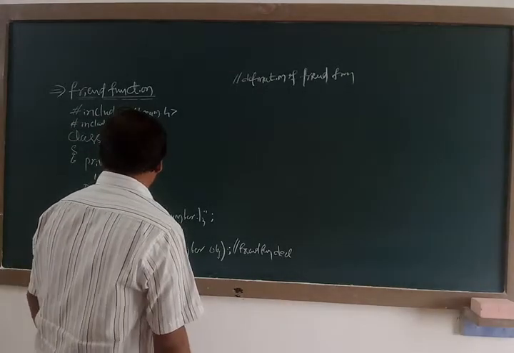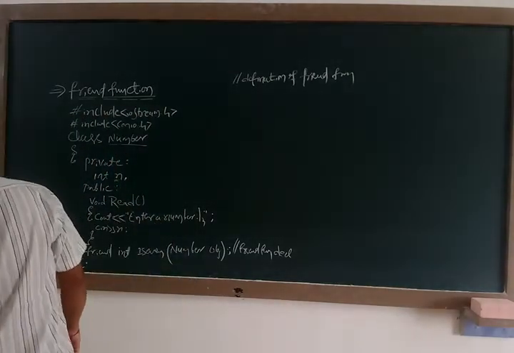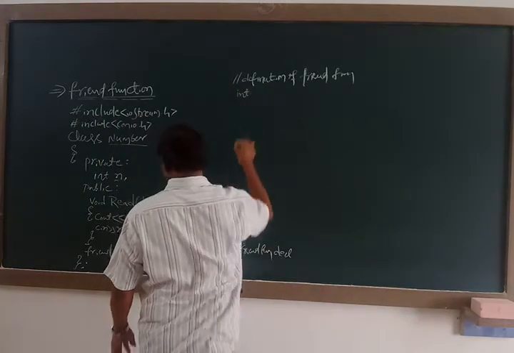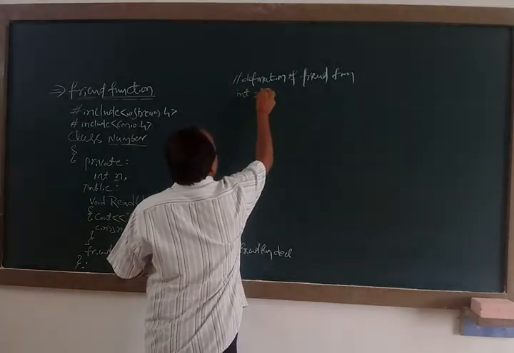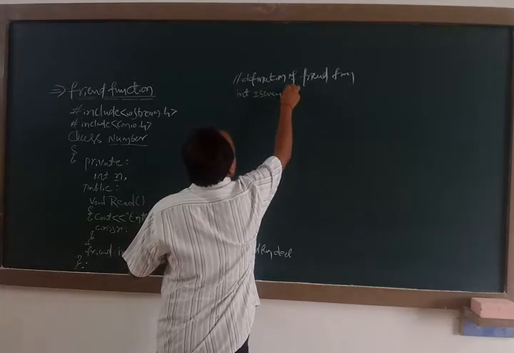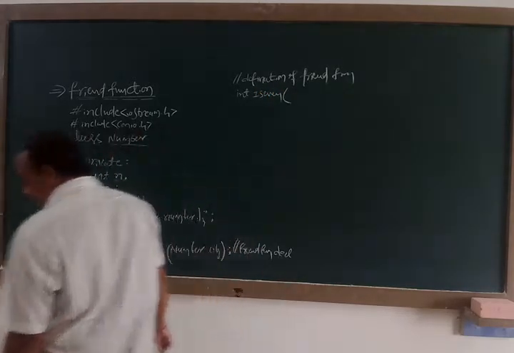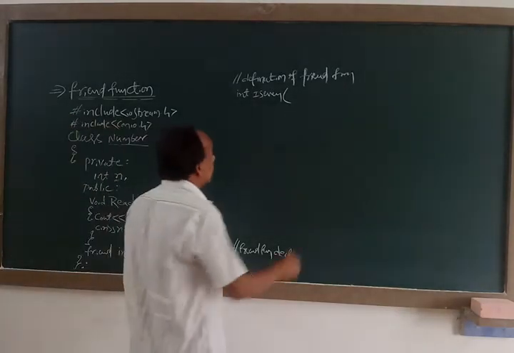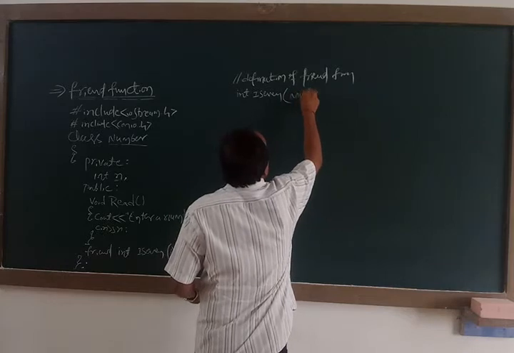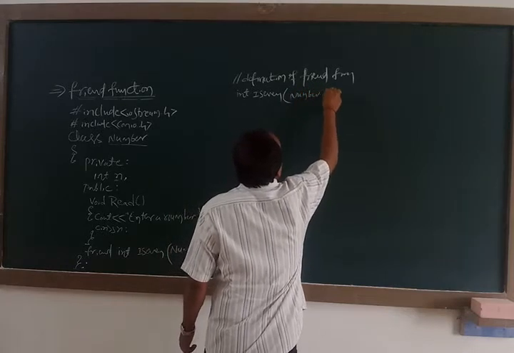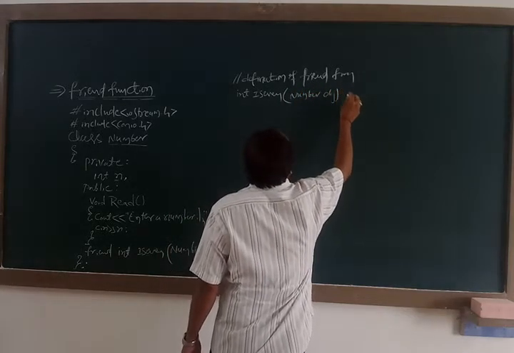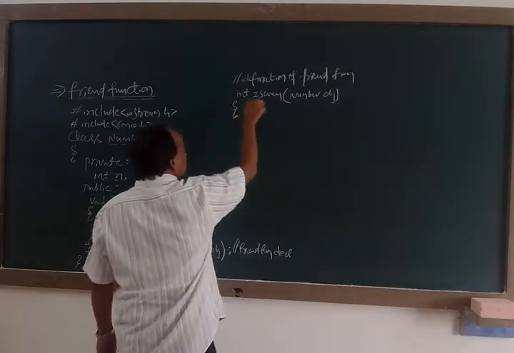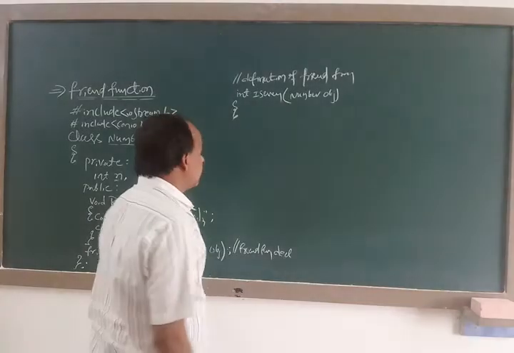So how to take it? int is_even of, and here also we have to take a class name and an object name: Number obj. Don't put a semicolon here, because we have to write code here, right?